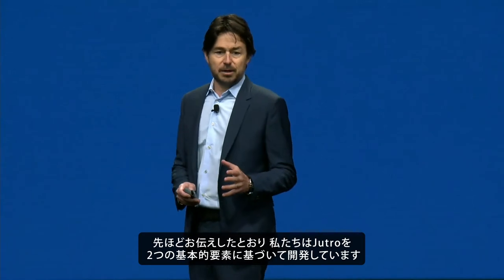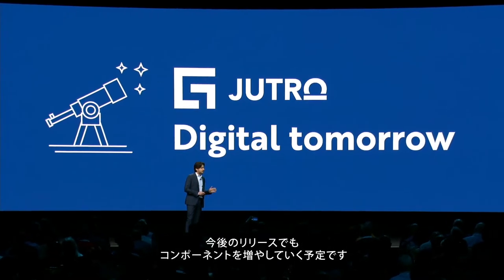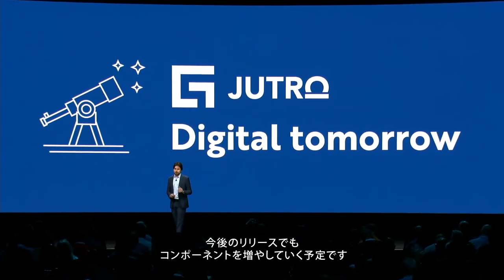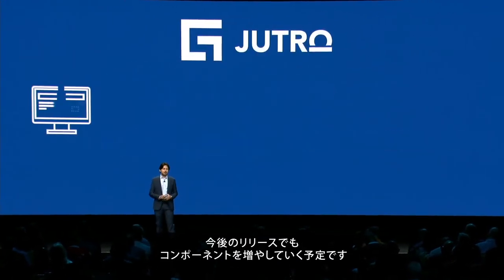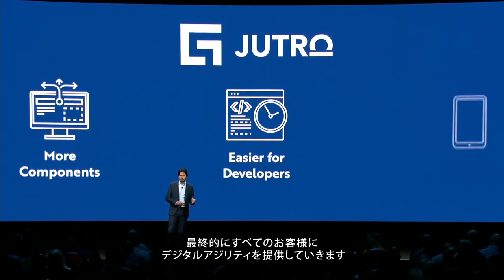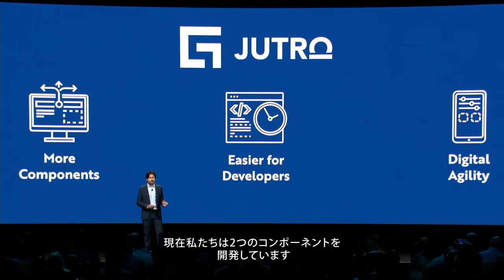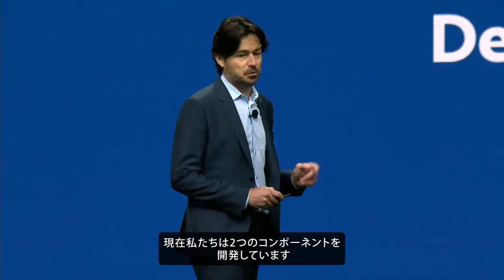As we described earlier, Jutro development was driven by two key principles: reusable components and metadata. In the upcoming releases of Jutro, we will continue to expand the number of components. We want to make it easier for developers, and ultimately, we want to enable digital agility for all our customers. In fact, we are currently working on two new components.